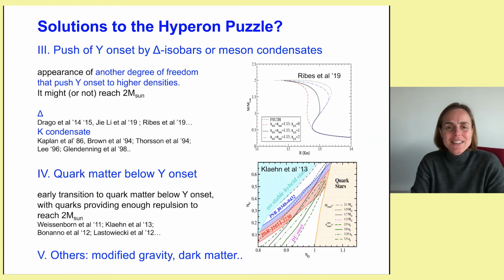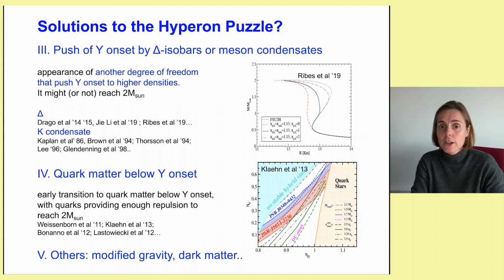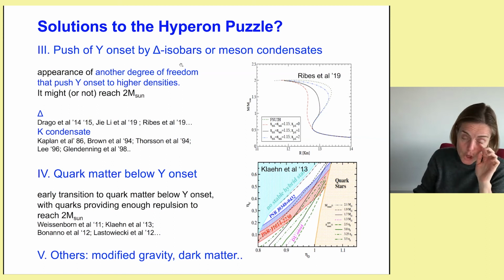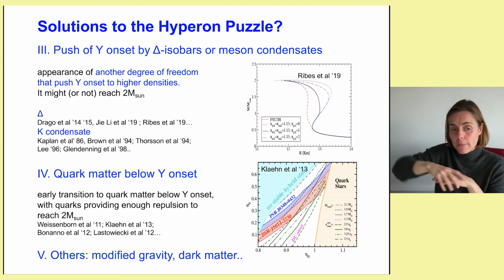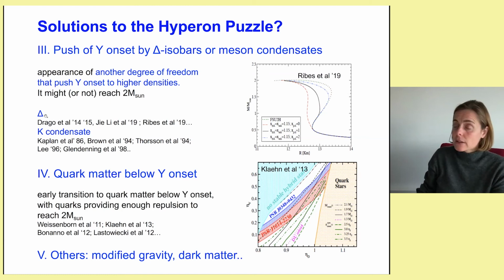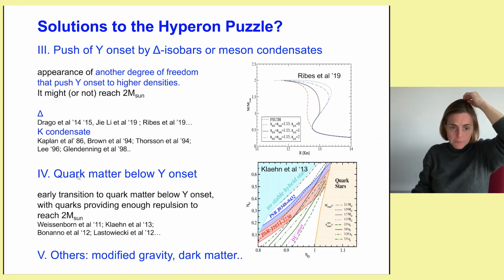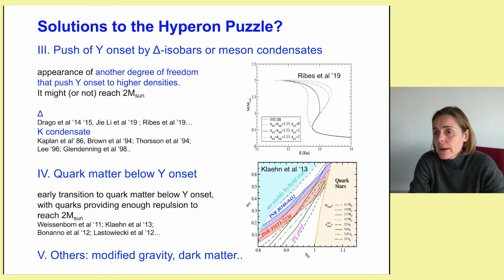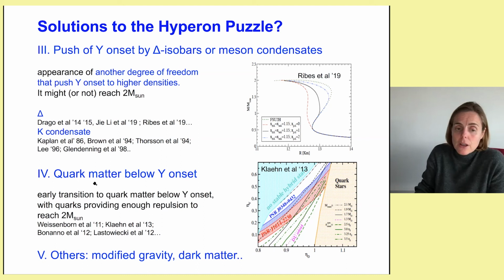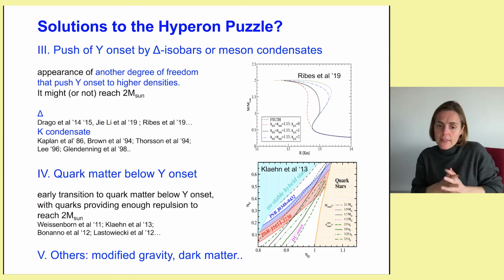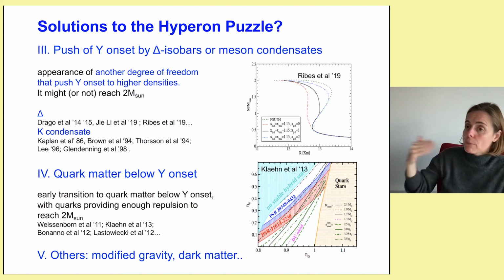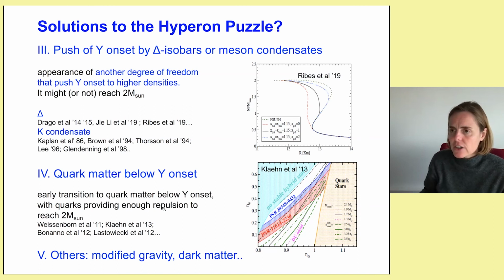That's good. There is also work on pushing this hyperon appearance later because of the appearance of other particles like condensates or delta isobars, really pushing the hyperons to later states and avoiding this softening. So people are working on delta isobars or condensates. And of course, we might even forget about hyperons appearing, because maybe quark matter could start to appear before. Then you have a phase transition, so it's a different phase. The idea would be an early phase transition to quark matter before hyperons appear, and this quark matter has enough repulsive character to give you two solar masses, which is also another issue.